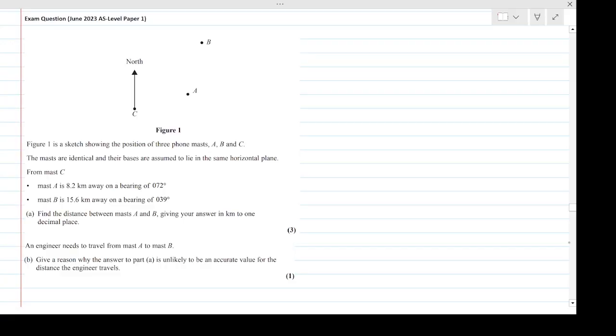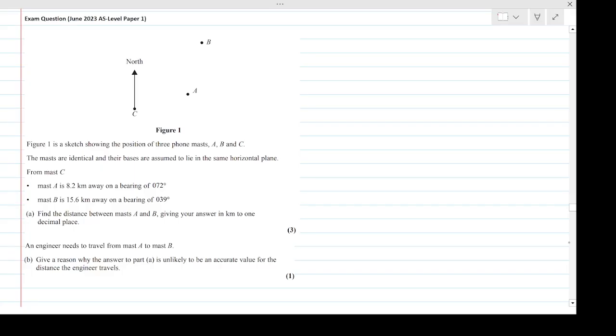It says figure 1 is a sketch showing the position of three phone masts A, B and C. The masts are identical and their bases are assumed to be in the same horizontal plane. From mast C, mast A is 8.2 kilometres away on a bearing of 72, and mast B is 15.6 kilometres away on a bearing of 39. Find the distance between mast A and B.